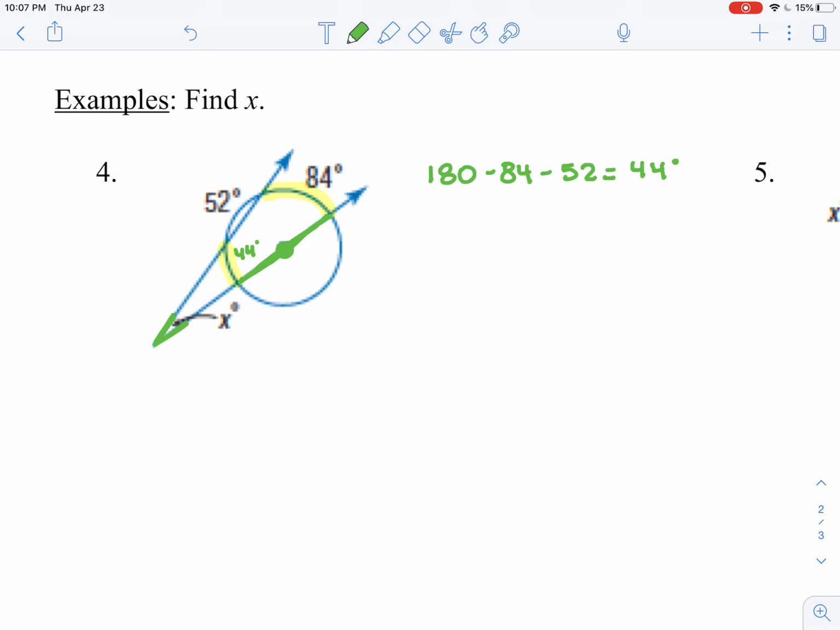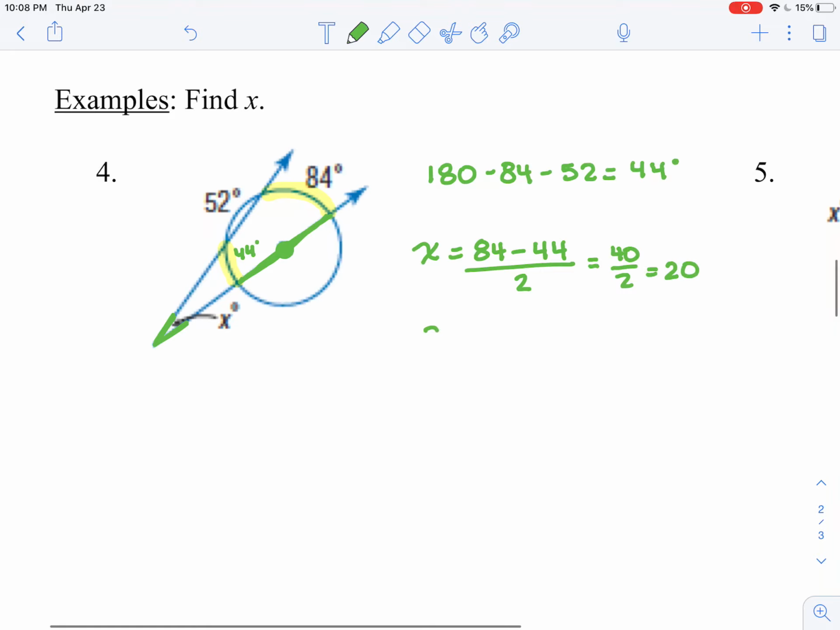Now that I have the measure of this little arc, I can solve for x. So x is the big arc, 84, minus the little arc, 44, divided by 2. So that's 40 divided by 2, or 20.